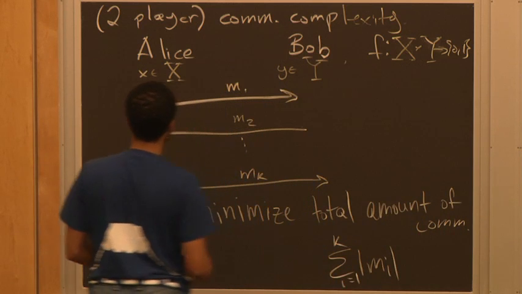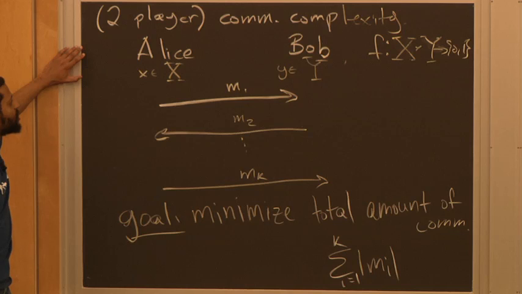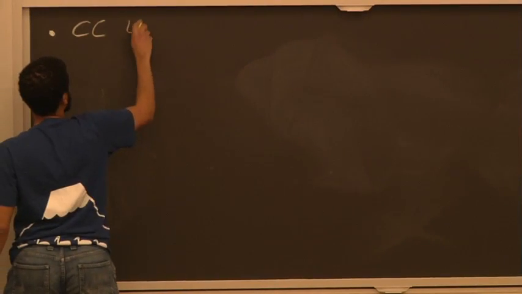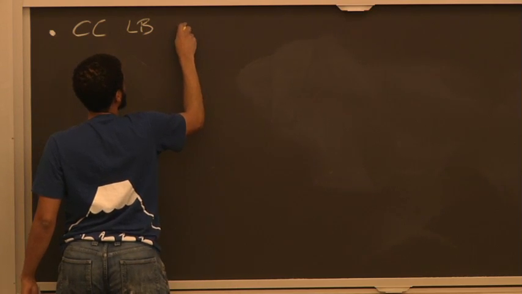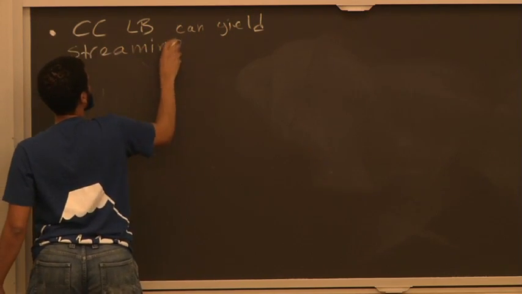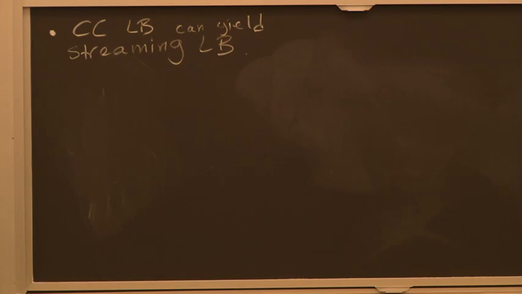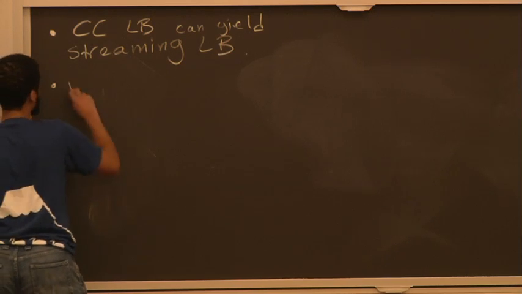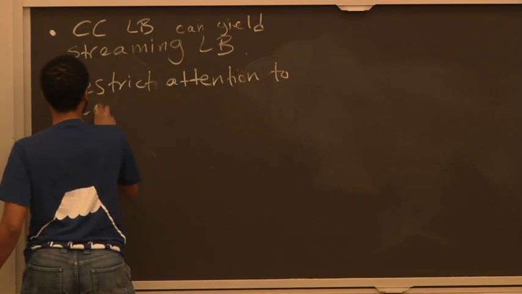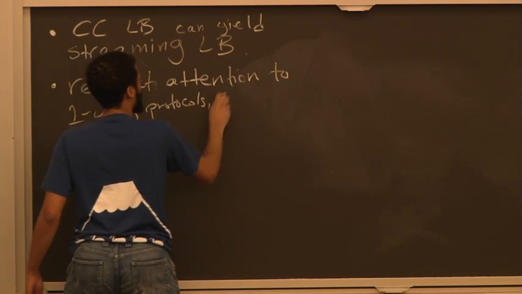Now, let me stay on this board. There's a natural connection between communication complexity and space lower bounds for streaming algorithms that works as follows. Suppose we had a communication complexity lower bound. I claim that a communication complexity lower bound can yield a streaming lower bound. And how is that? There are different ways of measuring the complexity of a communication problem. So we'll restrict our attention to one-way protocols where Alice speaks.